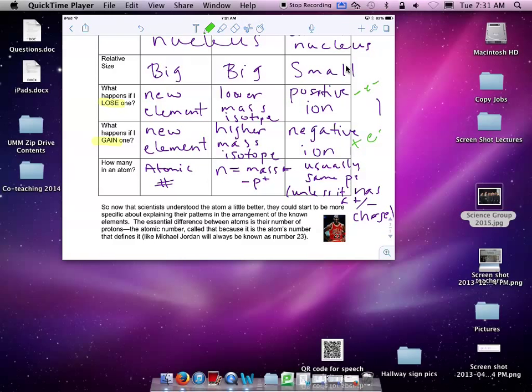Okay, so now that scientists, after they figured out all of this stuff about atoms and periodic tables, now that they understood the atom a little bit better, they could start to be more specific about explaining the patterns in the arrangement of the elements. The essential difference between atoms is their number of protons. The atomic number, called that because it's the atom's number, is the thing that defines it. For example, we'll always think of Michael Jordan as number 23. That was his athlete number, right? So that's how we think of the atomic number, the thing that tells us what atom we have.